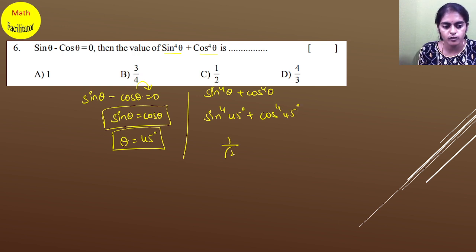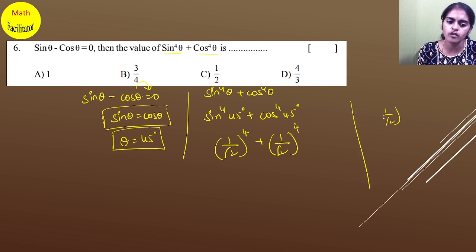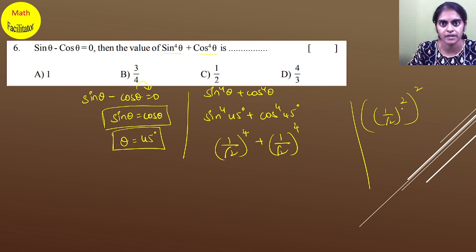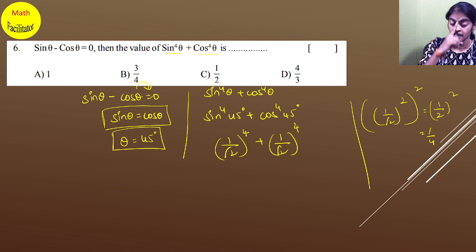So this is 1 by root 2. Sin 45 is 1 by root 2 whole power 4, plus cos 45 is also 1 by root 2 whole power 4. Now what is 1 by root 2 whole power 4? I can write it as 1 by root 2 whole square, whole square. Okay, so 1 by root 2 whole square is 1 by 2, and you have one more square, so 1 by 4 you will get. You can do it directly, just for extra clarity I am doing that.